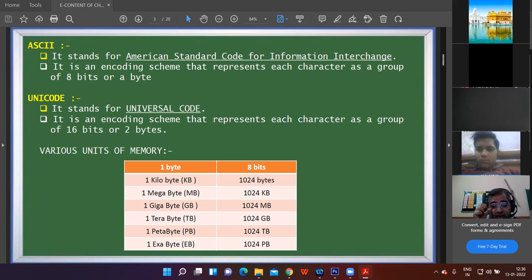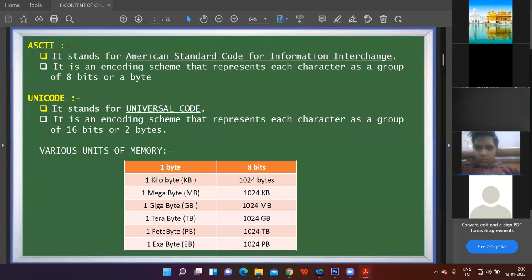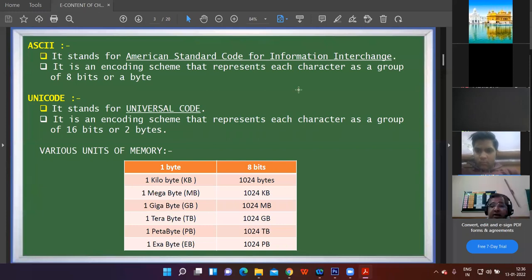So RAM, random access memory. ROM, what is the full form of ROM? Read only memory. Okay. What are the features of secondary memory?